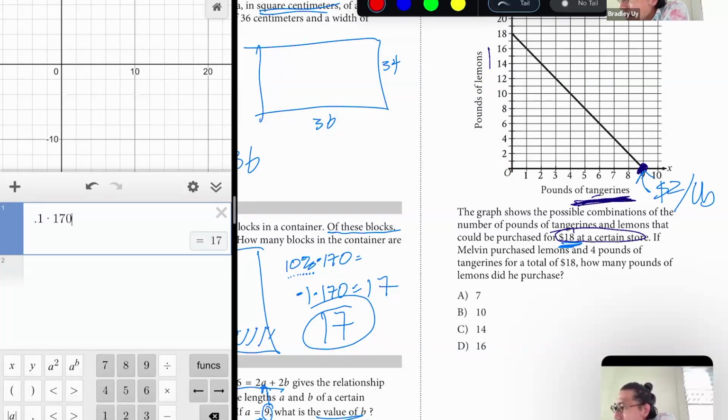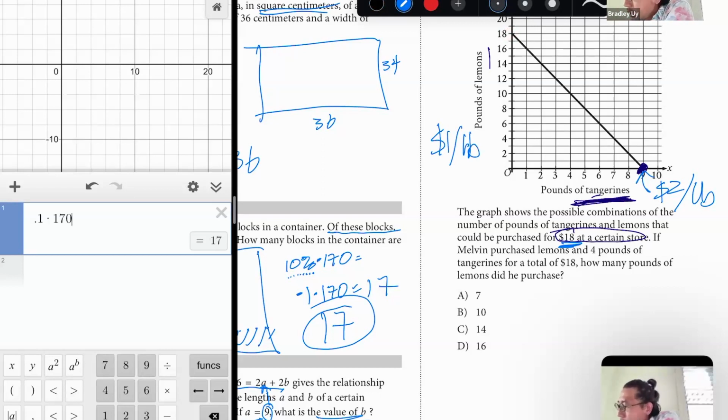Similarly, you can find out how much lemons cost by looking at this location, which represents purchasing only lemons and no pounds of tangerines. So you can buy 18 pounds of lemons for $18. That obviously implies that the lemons are $1 per pound.